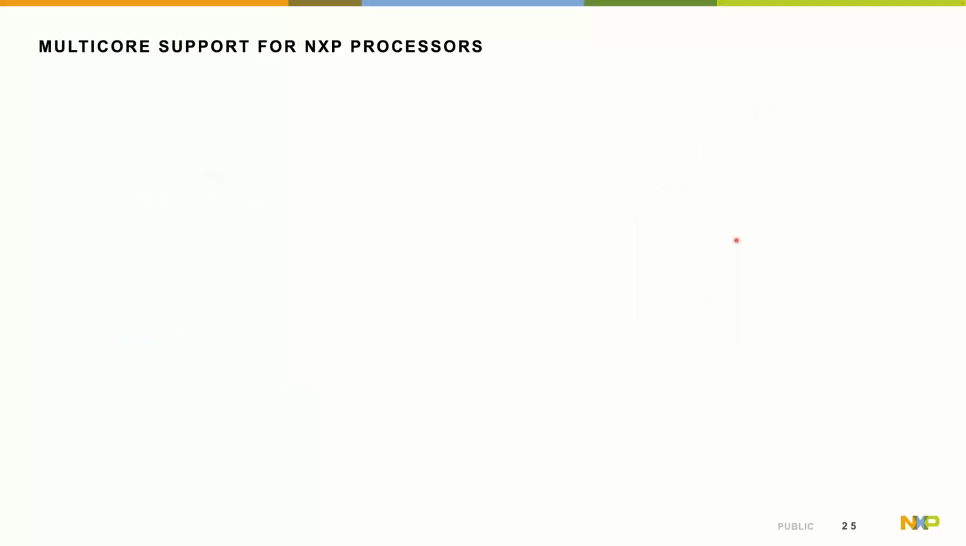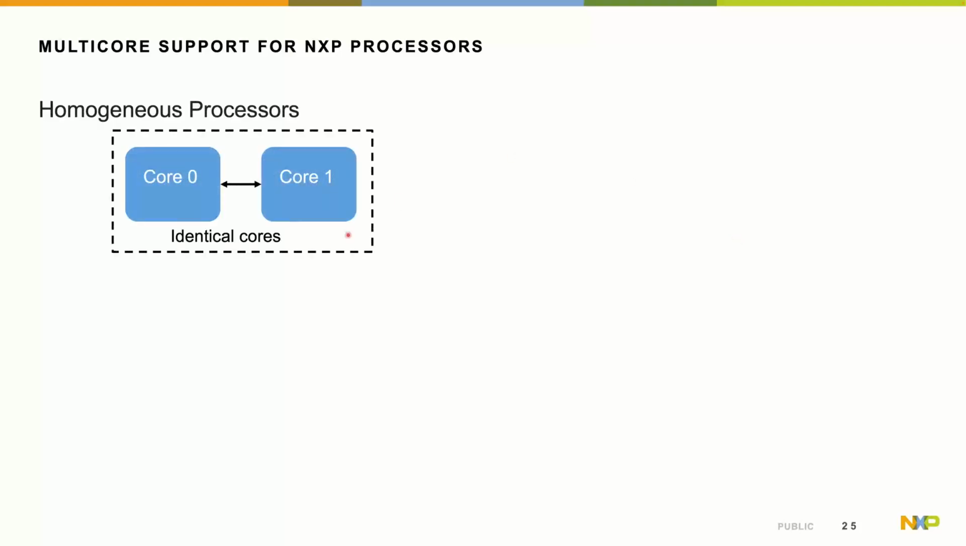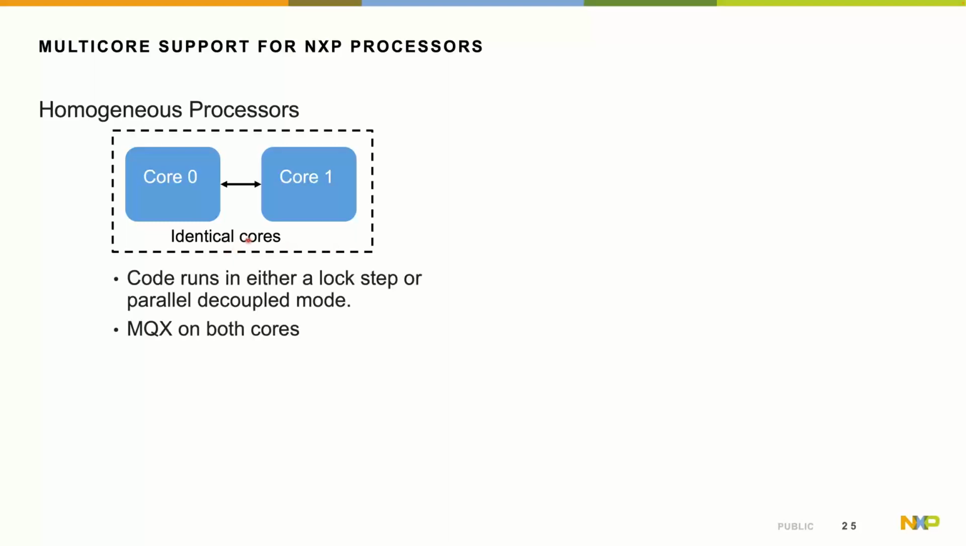So there's 2 main categories of multi-core processors that MQX supports. The first category is homogeneous, and as the name implies, both cores or all cores are identical. And the code then will run in either what's called a lockstep mode or a parallel decoupled mode, the former meaning that both cores will be running exactly the same line of code at the same time always. And the latter implies that both cores are running independently. In both cases, you're running MQX on both cores. This is less common environment, but a couple of examples from the NXP portfolio. In the Core IQ family is the P1025, and in the automotive space is a PXS30.